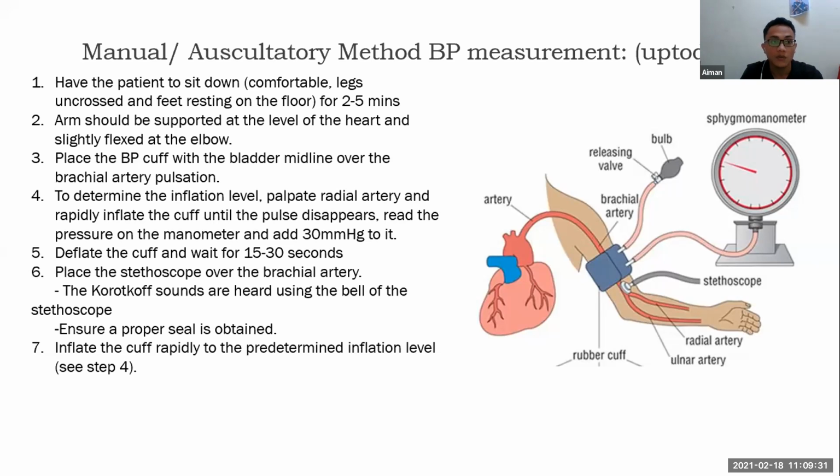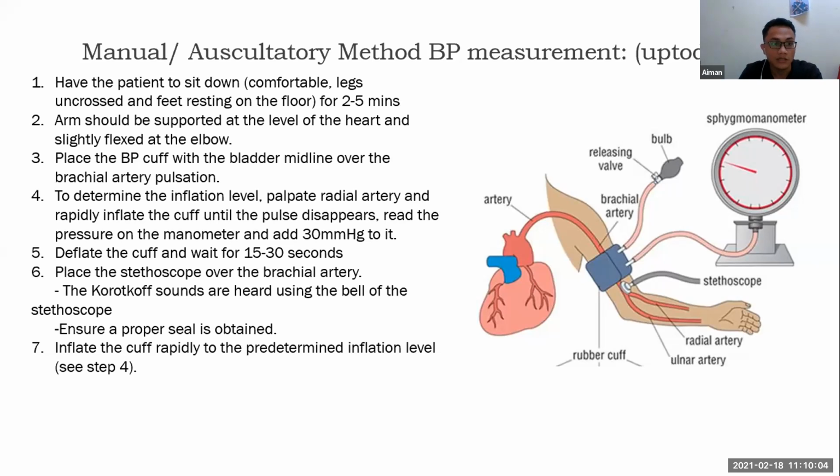And after that, we deflate the cuff and wait for 15 to 30 seconds. And then we do the same thing. We place the cuff back in position, and then we place a stethoscope over the brachial artery. So at this point, the Korotkoff sounds are heard using the bell of the stethoscope. I will explain a little about the Korotkoff sounds. And then we have to make sure that a proper seal is obtained.